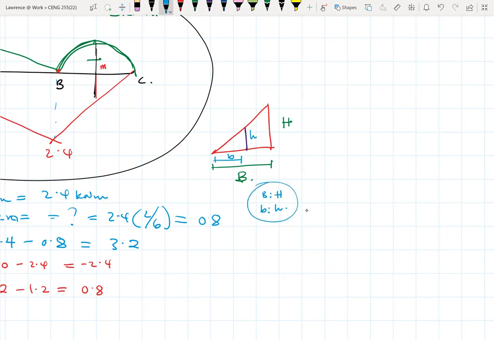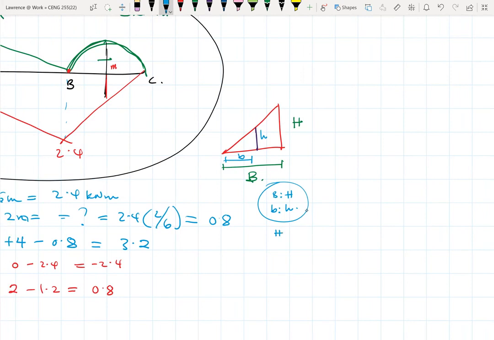If you even want to use tan, it's opposite over adjacent. So big H over big B will be equal to small b over small h. If I want to make small h the subject, then small h is simply b times big H divided by big B.